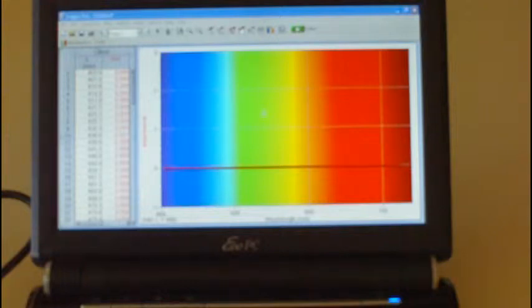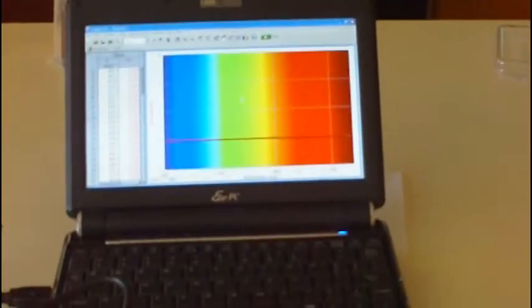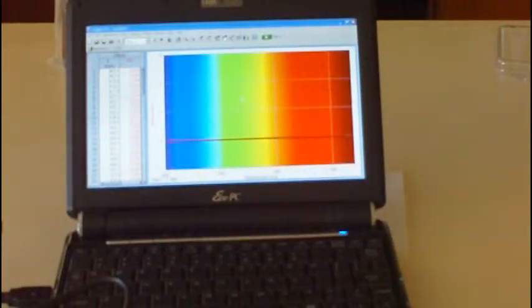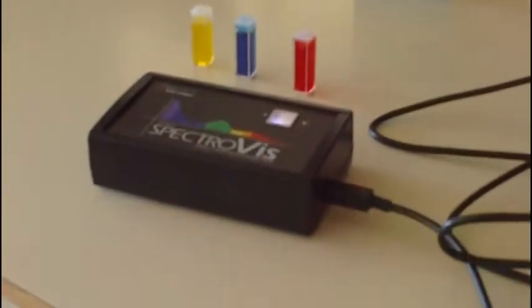What I'm going to do is demonstrate for you the absorption of a liquid in terms of wavelength. And we're going to use a device that allows us to look at the absorptivity of a material. And we're going to use a spectrum analysis.